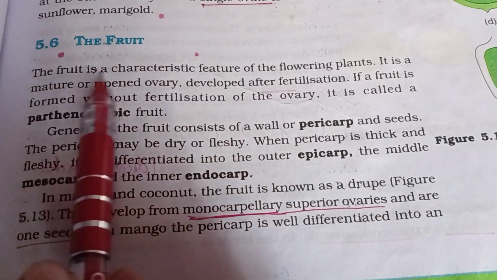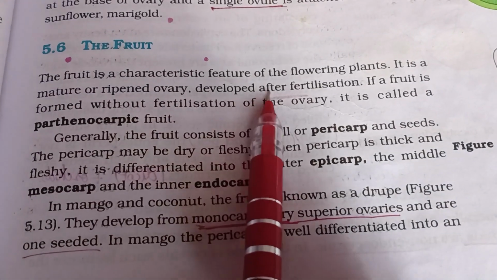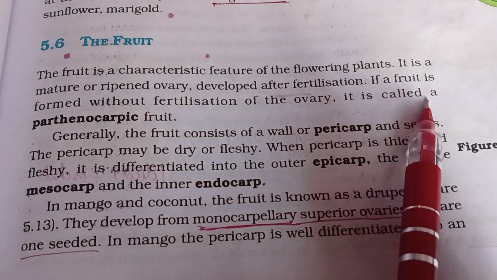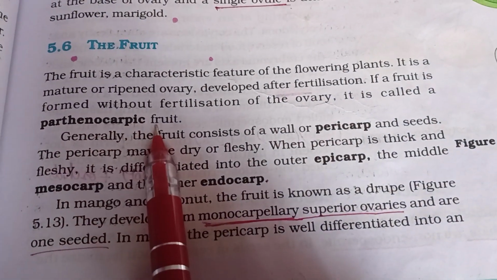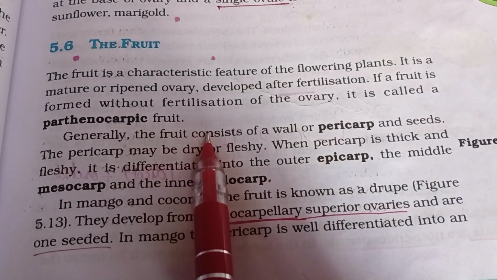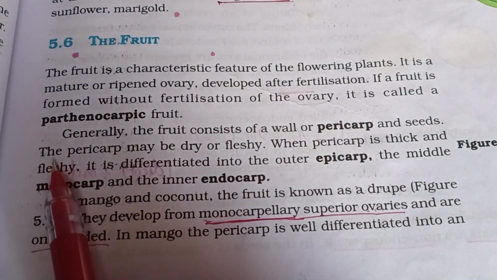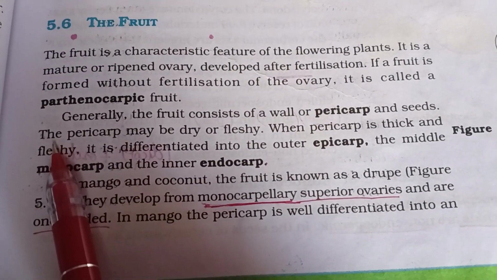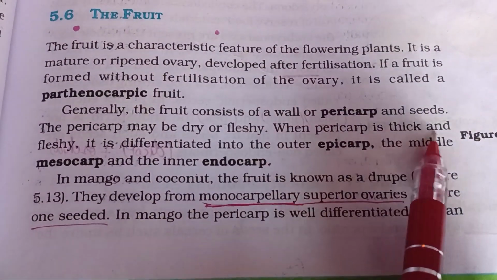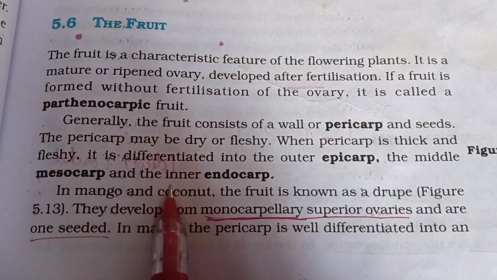Talking about the fruit, it is a characteristic feature of the flowering plant. It is the mature or ripened ovary developed after fertilization. If a fruit is formed without fertilization of the ovary, it is called a parthenocarpic fruit. An example is banana. Generally, the fruit consists of a wall or pericarp and seeds. The pericarp may be dry or fleshy. When the pericarp is thick and fleshy, it is differentiated into the outer epicarp, the middle mesocarp, and the inner endocarp.